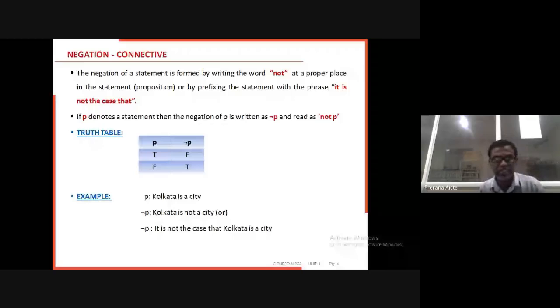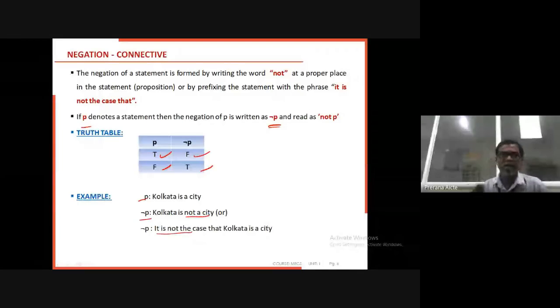Okay, so I may represent it like this, and this is the truth table related to this. If the given proposition is true, it becomes false. If it is false, it becomes true. Suppose you see the example here: Kolkata is a city. So negation of p means Kolkata is not a city, or sometimes I may use it like this: it is not the case that Kolkata is a city.